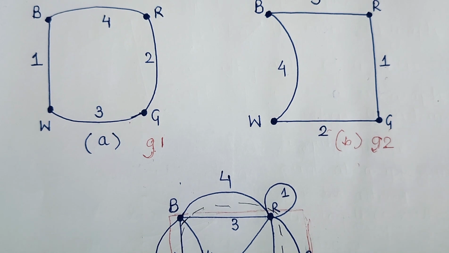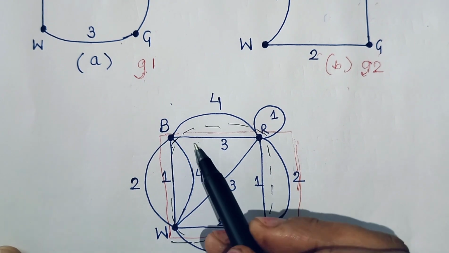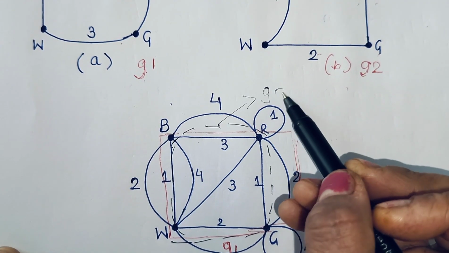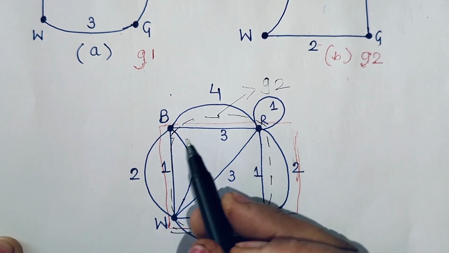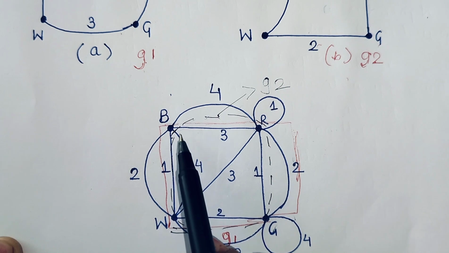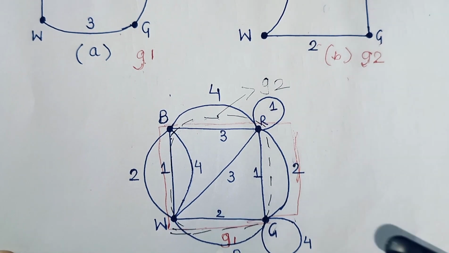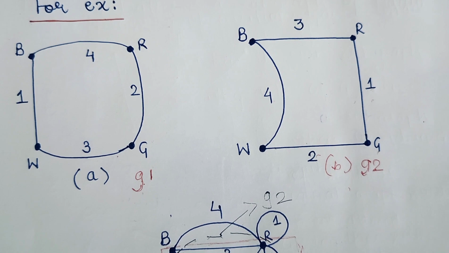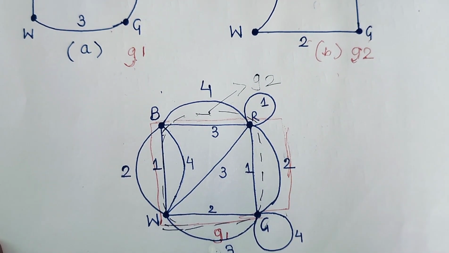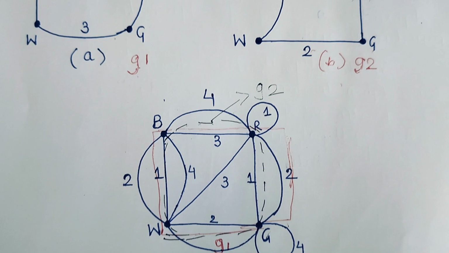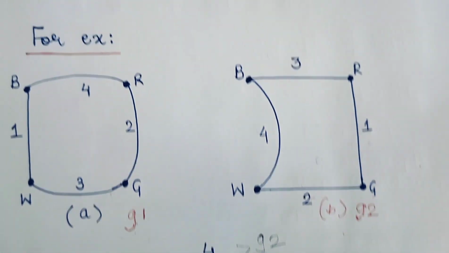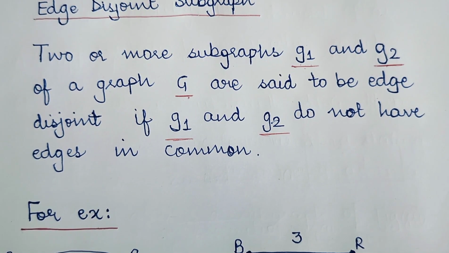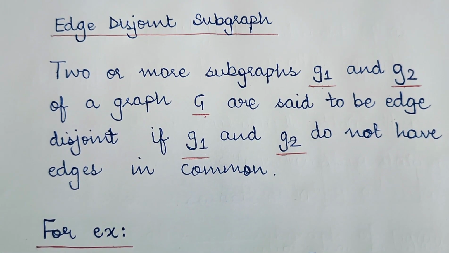So as per the definition, you can clearly see that they do not have any edge in common. This is the graph denoted by G2 and this is the graph denoted by G1, and you can clearly see that there are no edges which are common in both the graphs. Hence, they are edge disjoint subgraphs. So any two or more subgraphs of a graph G which do not have any edge in common are said to be edge disjoint subgraphs.